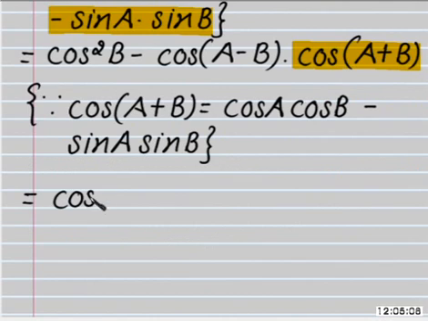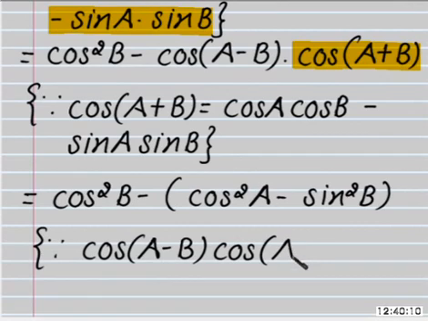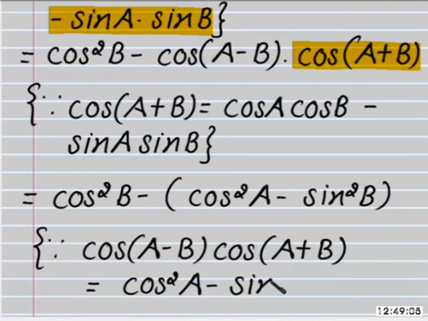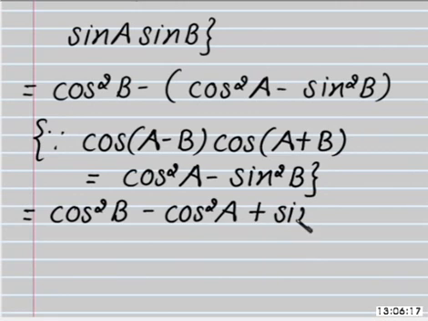and that is equal to cos square B minus cos square A minus sin square B, that we get by using the formula of the product of cosines of difference and sum of two angles, that is, as we know that cos of A minus B into cos of A plus B is equal to cos square A minus sin square B. So it is further equal to cos square B minus cos square A plus sin square B.